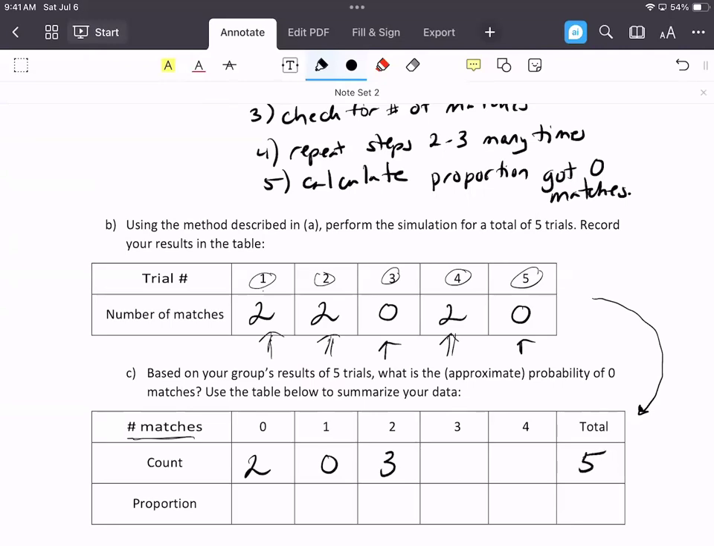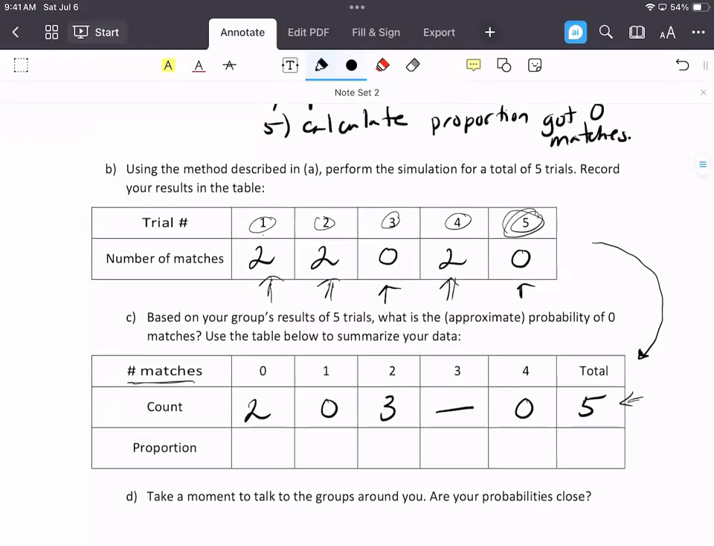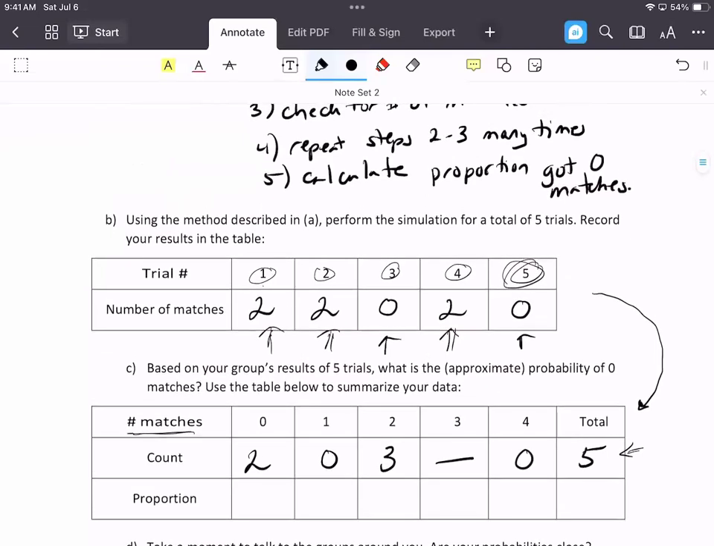This total has to be 5, okay? So keep that in mind because there were 5 trials, therefore there has to be a total of 5 outcomes that we're looking at. This can never happen. You could just put a line through it because remember, we can't have 3 matches. And then we never had 4 people matching. So now, can I calculate the probability of getting 0 matches? And yes, that's going to be the 2 times out of the 5, which gives me 0.40.